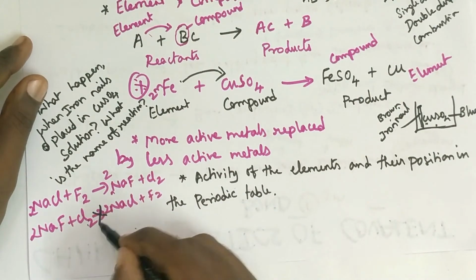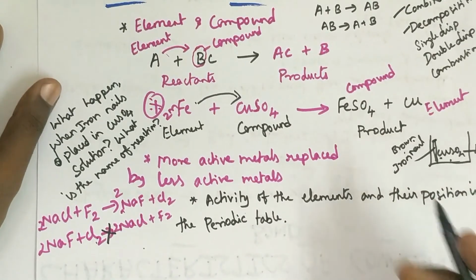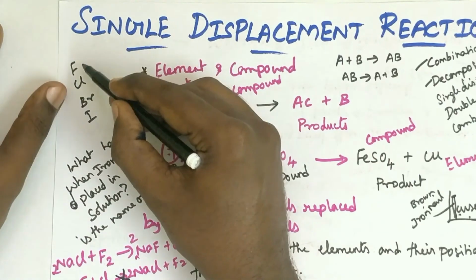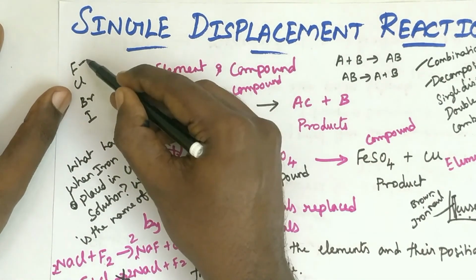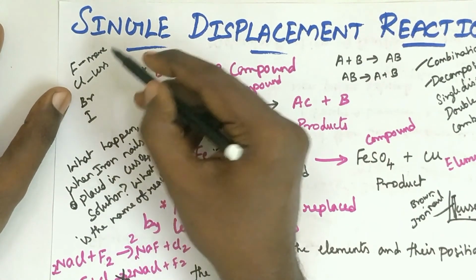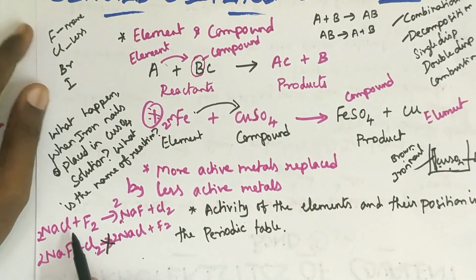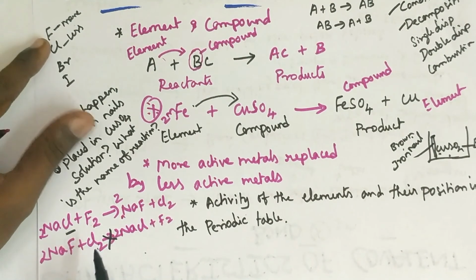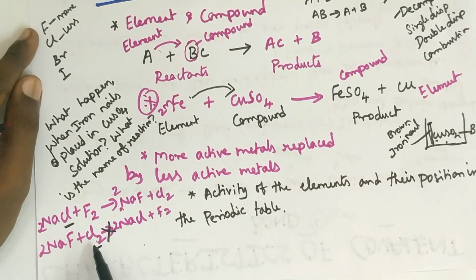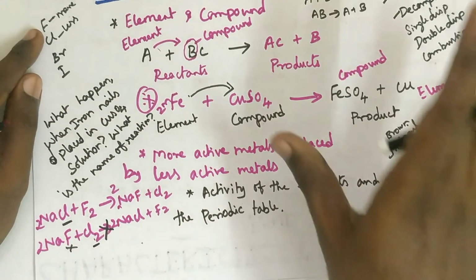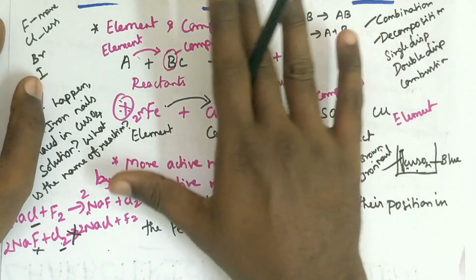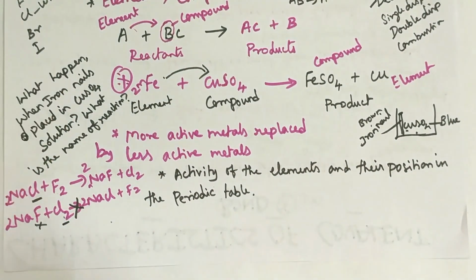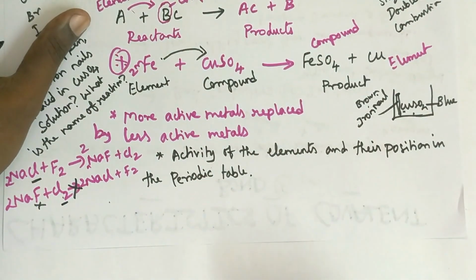Of these two reactions, the second one is not possible because in the halogens the reactivity series is fluorine, chlorine, bromine, iodine. Fluorine is at the top of the periodic table, so it is more reactive, while chlorine is less reactive. That's why in the first equation chlorine is replaced by fluorine, because fluorine is the more reactive element and displaces the less reactive one. In the second, chlorine is less reactive and would not replace fluorine. That's why the second equation is not possible. So this whole single displacement reaction depends only on the activity of the element, that is the reactivity series. They gave some reactivity series in the textbook.